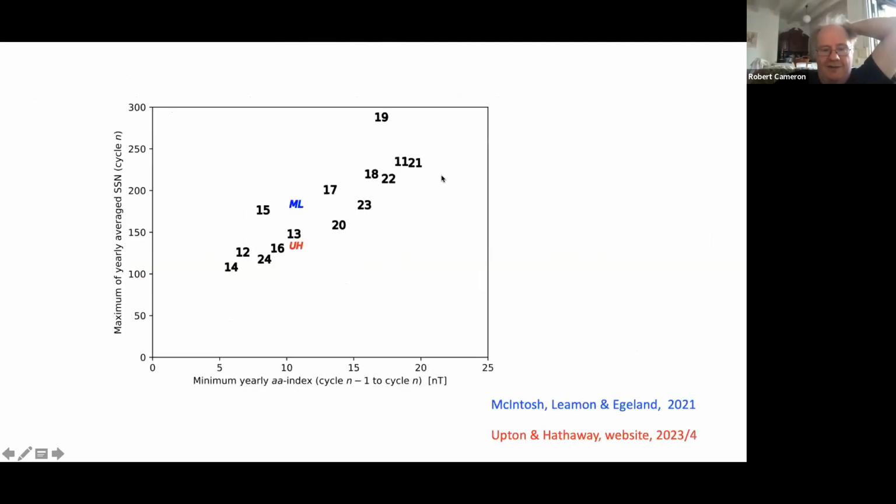You can update this to include cycle 24, which is here. And you can also include the predictions of Upton and Hathaway, which I took from their website, or the latest prediction in the paper I could find from McIntosh, Leamon, and Egeland. And these are all basically consistent. So if either of these two predictions comes true, it will basically mean we cannot disprove this theory from this cycle, cycle 25.